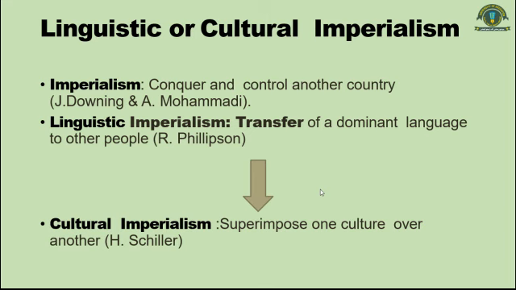Next, we have to differentiate between these terms. These are the simple terms. First one is imperialism, the second one is linguistic imperialism, and third one is cultural imperialism. Imperialism, as defined by J. Downing and Ali Mohammadi, is to conquer and control another country. That is known as imperialism.